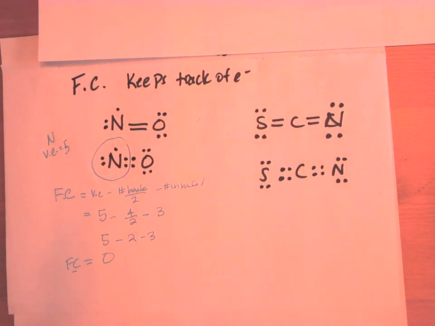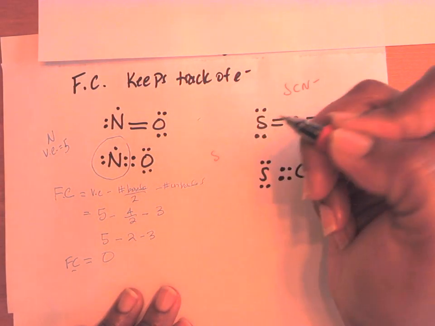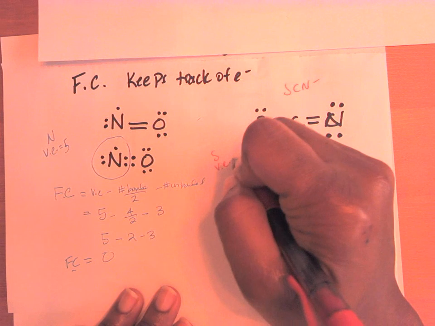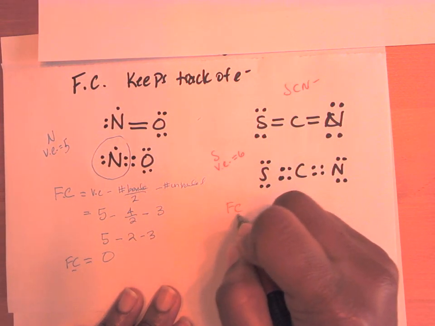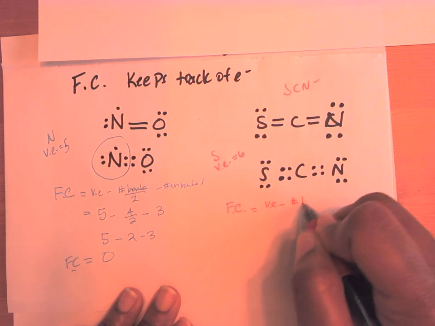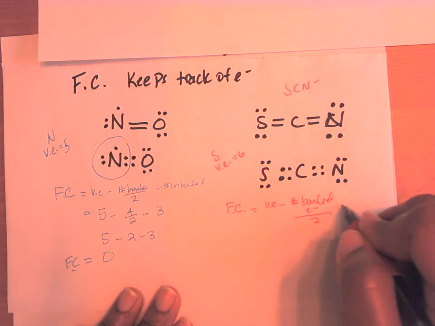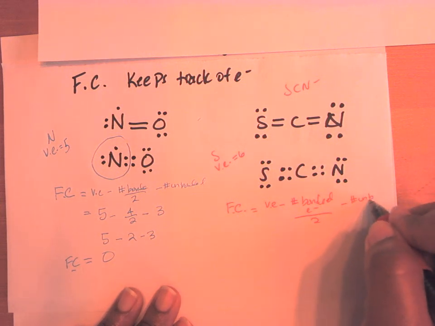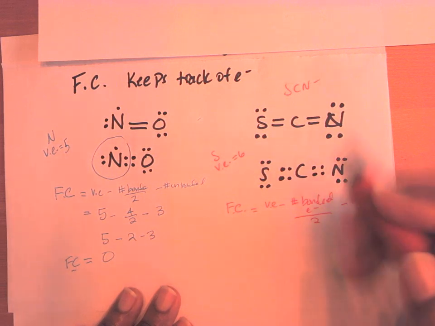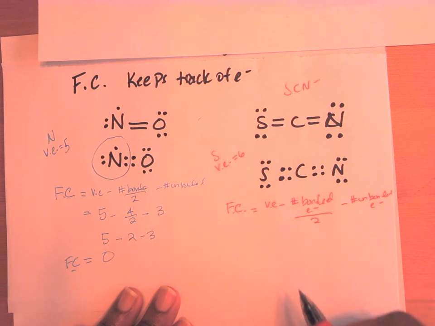Let's try to do it for sulfur in this thiocyanate molecule, so that's the chemical form of the molecule. Sulfur is in group 16, so it has 6 valence electrons. If I were to calculate the formal charge, I would do number of valence electrons minus number of bonded electrons divided by 2, or you can just count the number of bonds, minus the number of unbonded electrons. So the number of electrons that are in lone pairs or unpaired electrons directly attached to the sulfur.